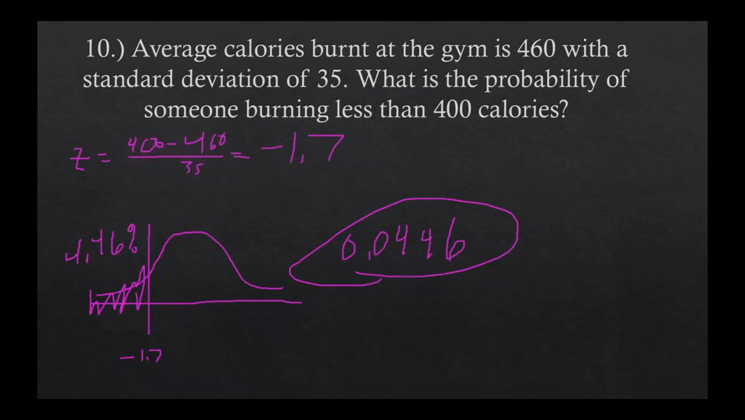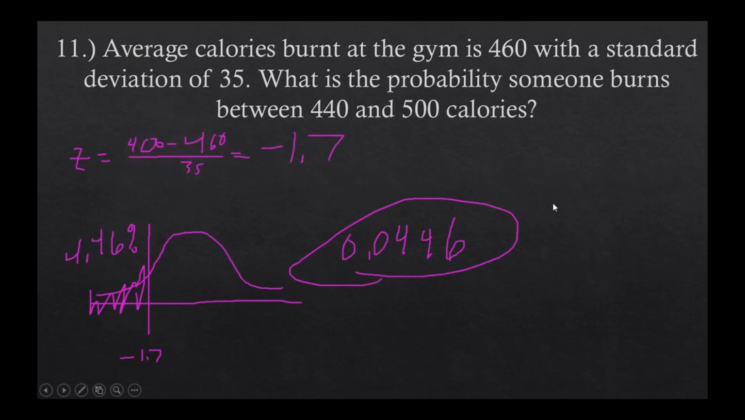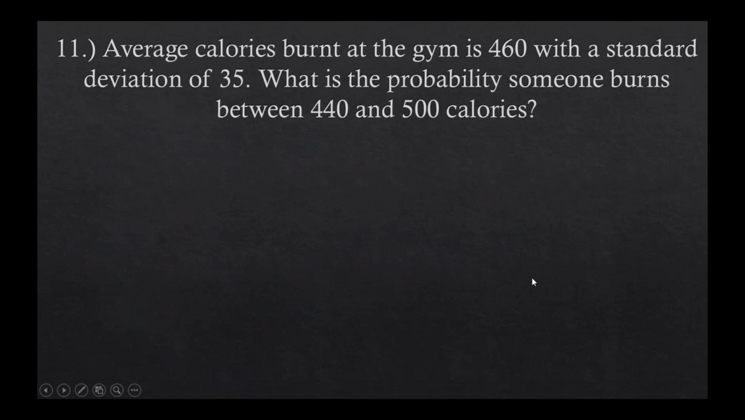Good. All right. So it seems like you understood a little bit what you're doing. I appreciate that. Any questions on that particular problem? Okay. Then we have one more, and then we're done. So we're still at the gym, but now we want to find the probability of finding somebody that burns between 440 and 500. So now we're looking between. We want to find an area between.